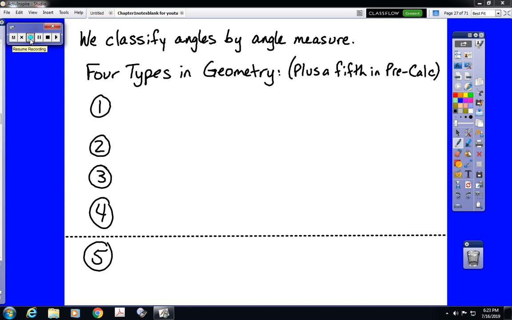This is the third of 4 videos for Section 4, Chapter 1 of the McGraw-Hill Geometry textbook. So again, 1-4, video 3 of 4. We start off with a bunch of vocabulary here.